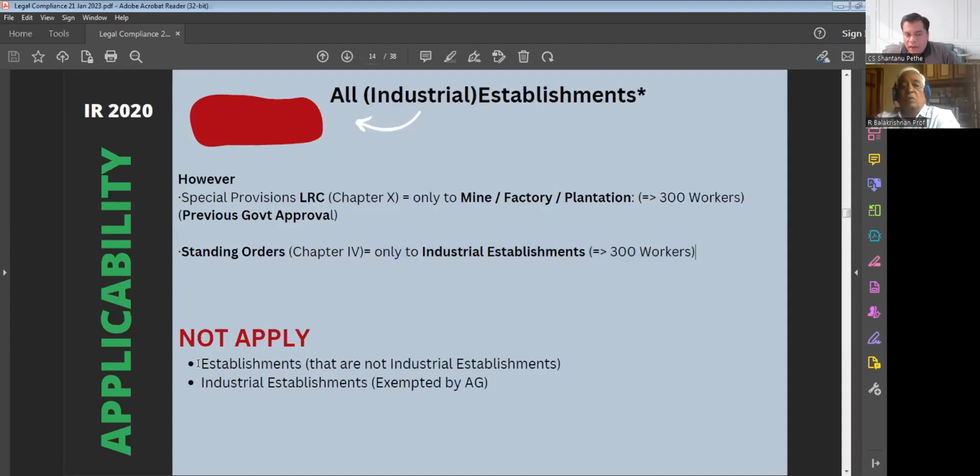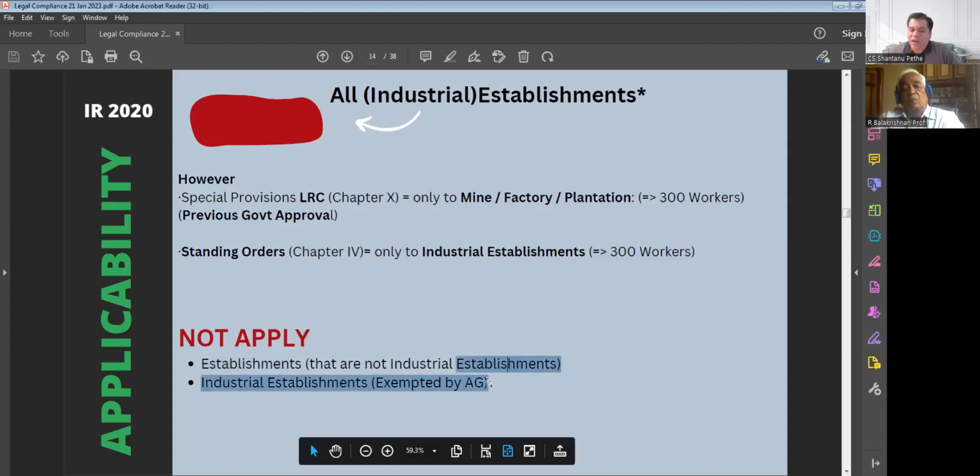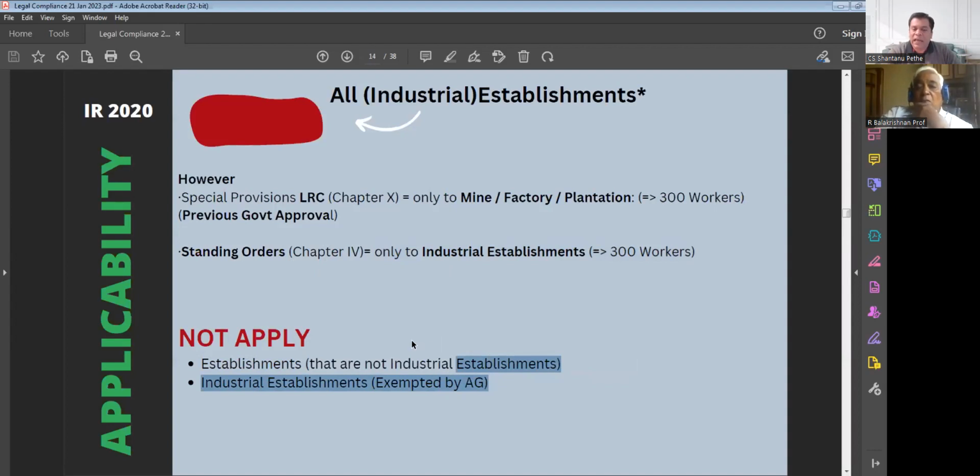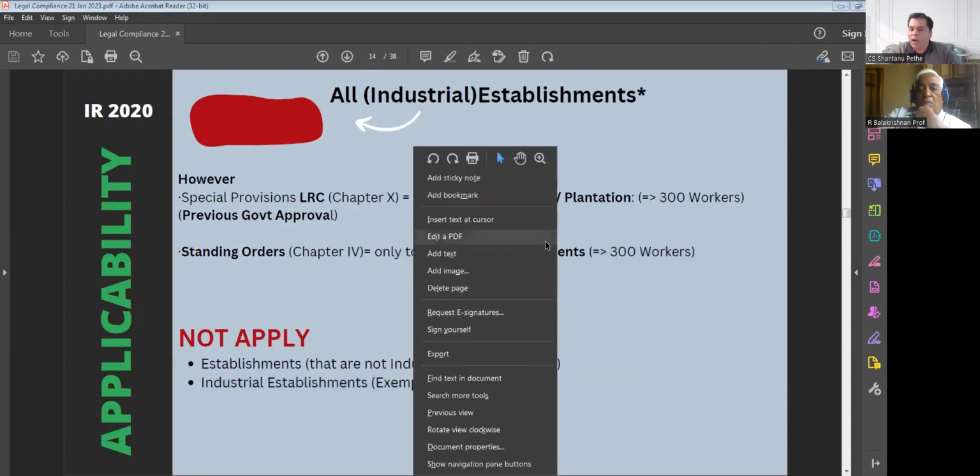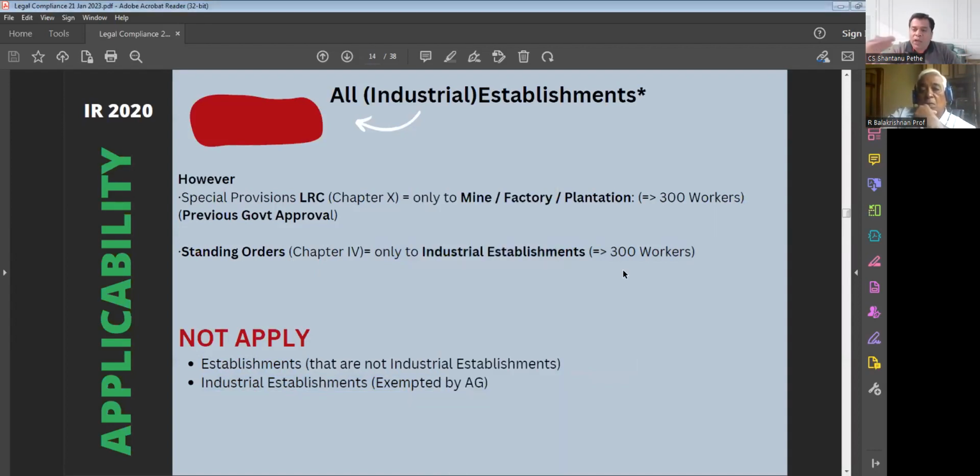Now, it will not apply to establishments that are not industrial establishments. We will come to that. And it will not apply to industrial establishments which are exempted by the appropriate government. Please note that there are certain formalities and many procedures prescribed under this act. The government has the power to exempt new establishments.